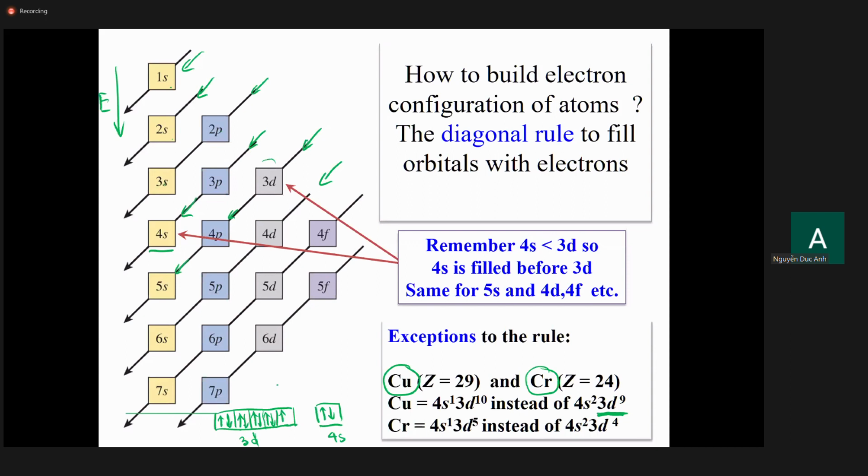So in the case of copper, now you will see a state where 1 electron from 4s moves to 3d, and now the electrons in 3d are completely filled.